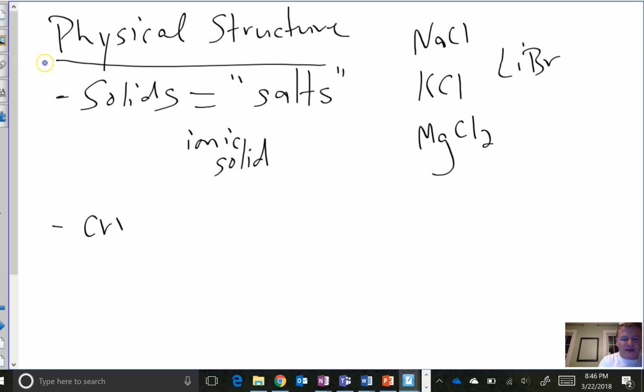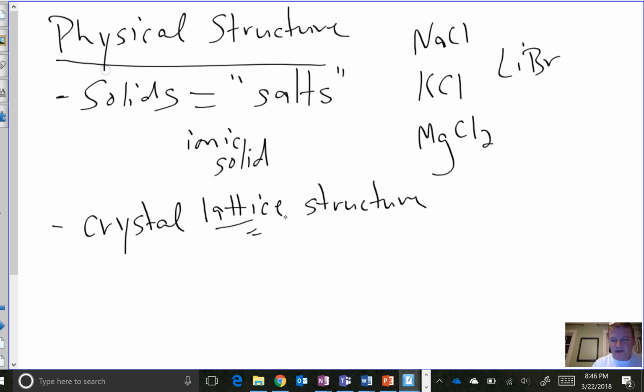We refer to that as a crystal lattice structure. A crystal lattice. Now, that word lattice, if you've ever seen a lattice like at the bottom of a deck, you've got the wood slats that are in that arrangement there. It's just this repeated pattern over and over again. That's what the lattice refers to.